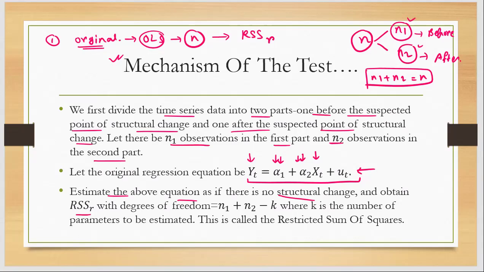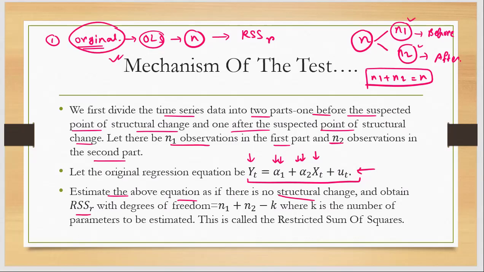So the original model is the restricted model. What is the restriction? The restriction is that we are saying that we do not need two different models. That is, the structural parameters will be unique parameters. There should not be two different sets of structural parameters. So we need only one single equation. That is the restriction here. We are assuming that there is no structural break.